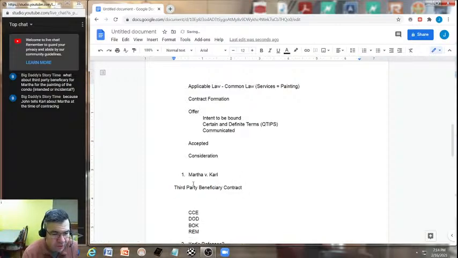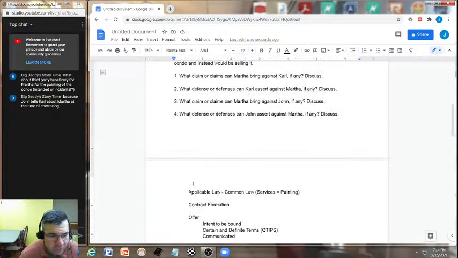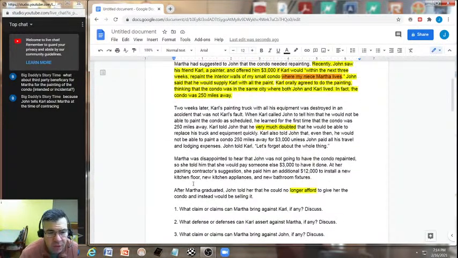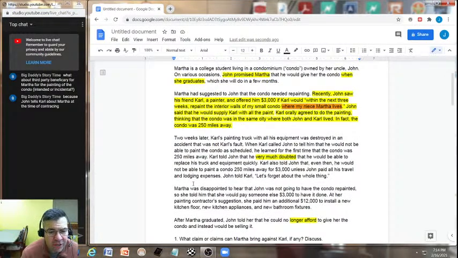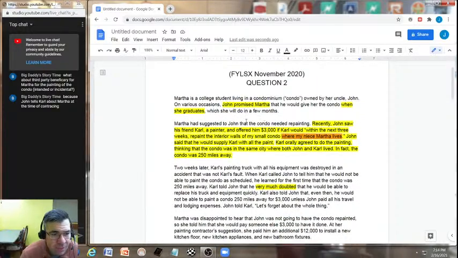And when we're establishing the third-party beneficiary contract, we're making sure that the original parties contracting, John and Carl, at the time they were contracting, were intending to benefit Martha, which is exactly the case here, where his niece Martha lives. Now, here's the other thing about this. On various occasions, John had promised Martha they would give her the condo when she graduates, which she will do in a few months.